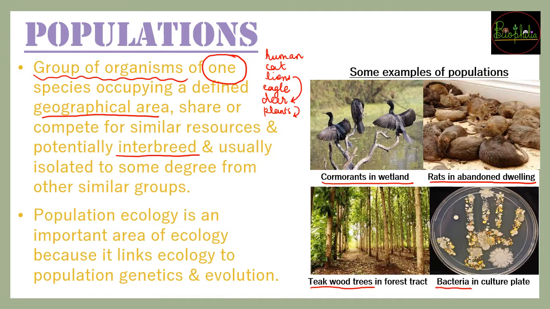These are some examples of the population, and it is important to study in ecology because once you understand population ecology, you are going to link it to ecology, which is one field of science, and the second one, population genetics and evolution. So when genetics, evolution and ecology come together, once you study their relationships all together, you are indirectly studying population ecology.